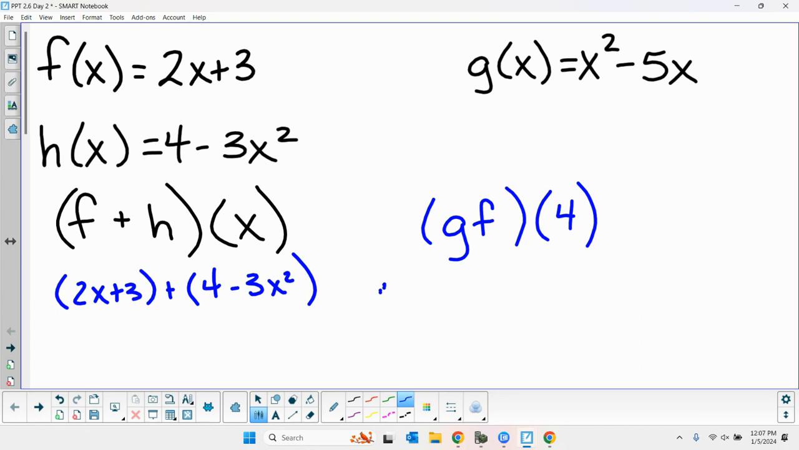So are there any other x squareds besides the negative 3x squared? No. So we like to put that first. Are there any other x's I got to add to? No. So plus 2x. And then what's 3 plus 4? 7. So that one's really easy.